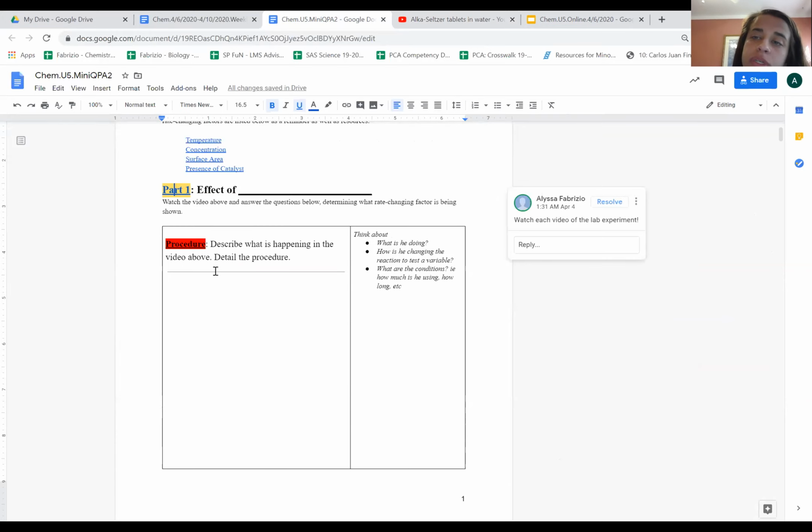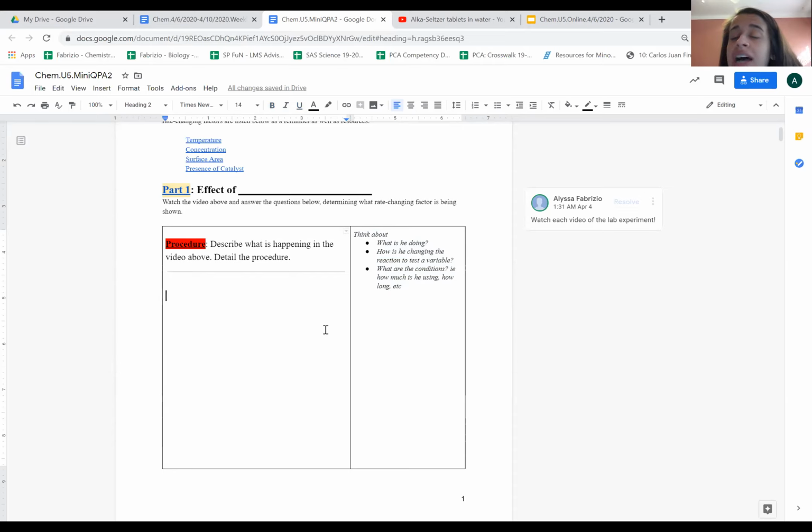So what does this person do? What is he doing? I have little prompting questions over here for you if you need help thinking about what to write. So think about what he is doing. What is he changing in the reaction? How is he changing the reaction to test a specific variable?